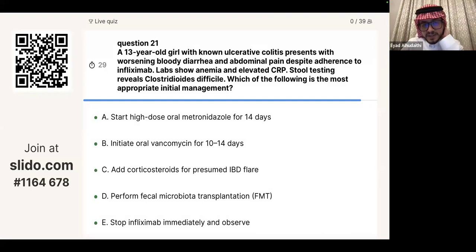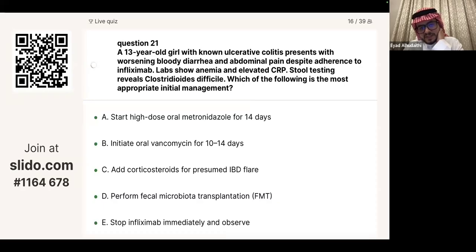So next question, a 13-year-old girl with known UC presents with worsening bloody diarrhea and abdominal pain despite adherence to infliximab. Labs show anemia, elevated CRP, stool testing reveals C. diff. Which of the following is the most appropriate initial management? Start high-dose oral metronidazole for 14 days, initiate Vanco for 10 to 14 days, add corticosteroid for presumed IBD flare, perform fecal microbiota transplantation, stop infliximab immediately.